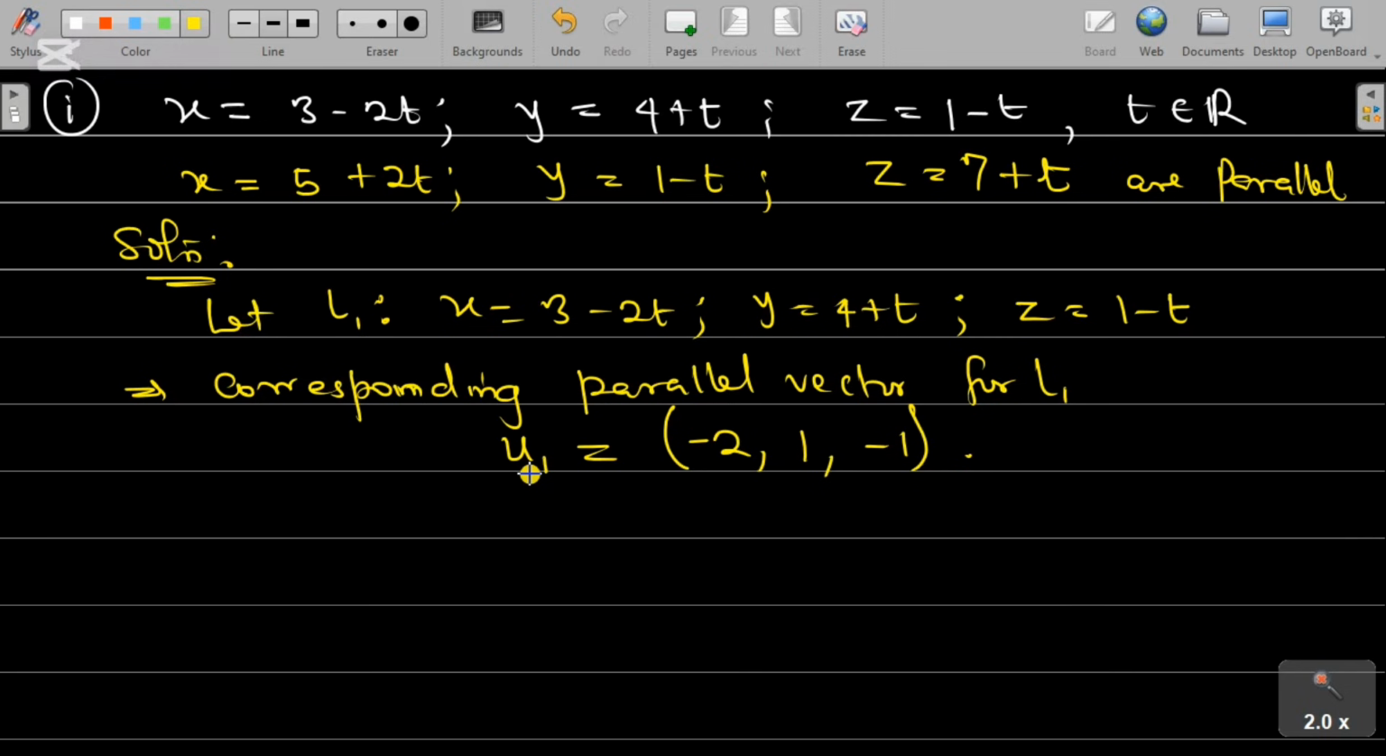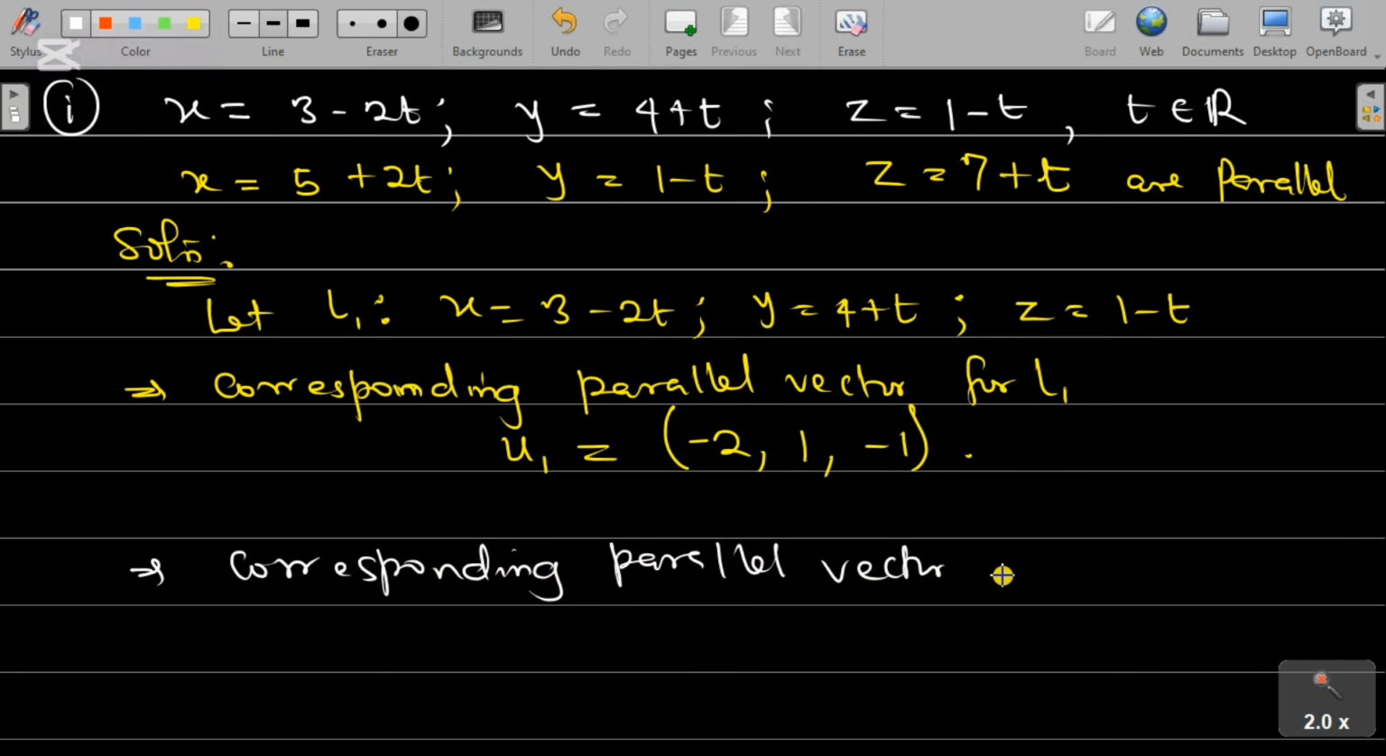Okay, and then you should also get out your corresponding parallel vector for the second line, which we can call L2. The corresponding parallel vector for L2 is, let's call it, what did they call it? They called it U2 actually. So U2 is equal to the same thing.